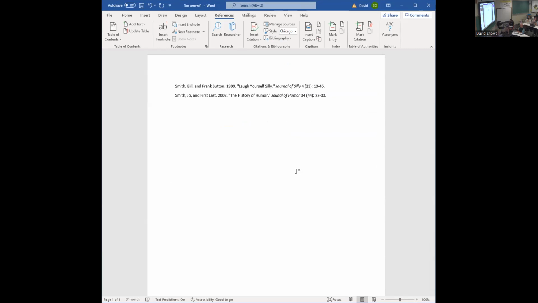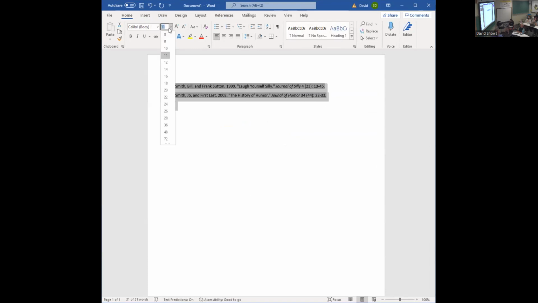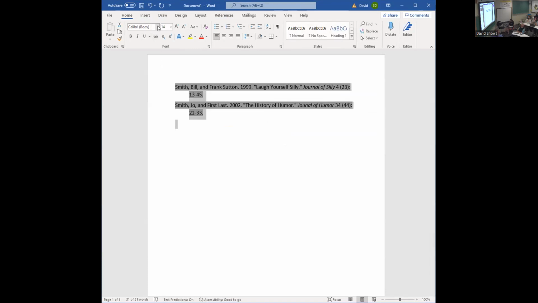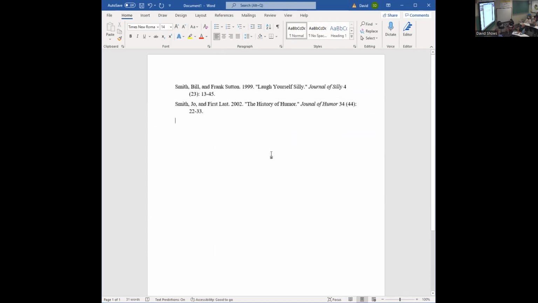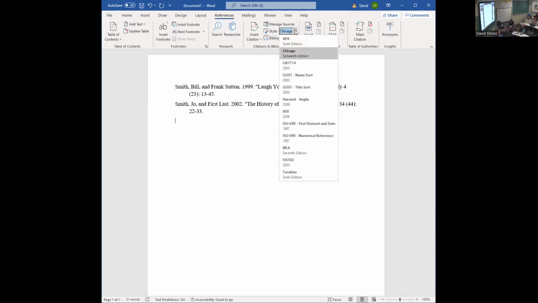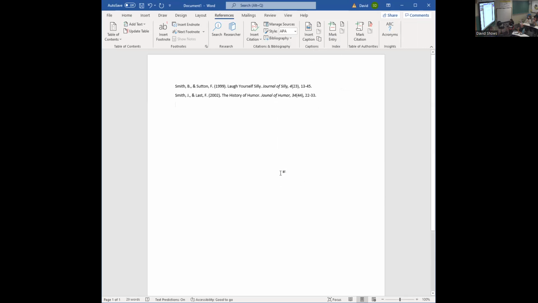Okay. Now, at this point, if you wanted to change the font, you can certainly go right ahead. Okay. Let's say you didn't want it in this Chicago, you wanted it in APA style. There it goes. It flips to APA style. Okay. You have to have a summary. You have a summary for it. Not just the bibliography. Okay. I'm doing a bibliography.